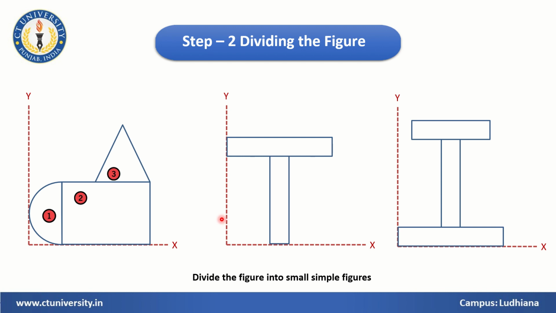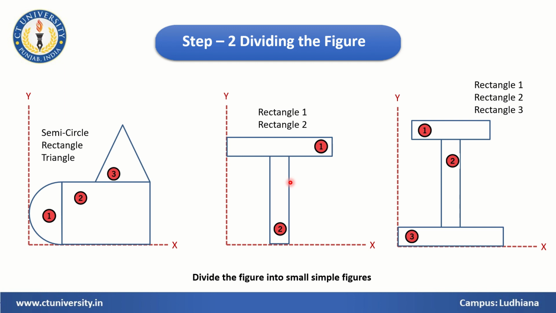Okay, in the second figure, which is a T section, we can see this is a combination of two rectangles. So we can divide this into rectangle number 1 and rectangle number 2, right? In the third figure, we can divide it into three rectangles: rectangle 1, rectangle 2, and rectangle 3. So this is your second step. You need to divide your shape into a number of simple shapes, right?